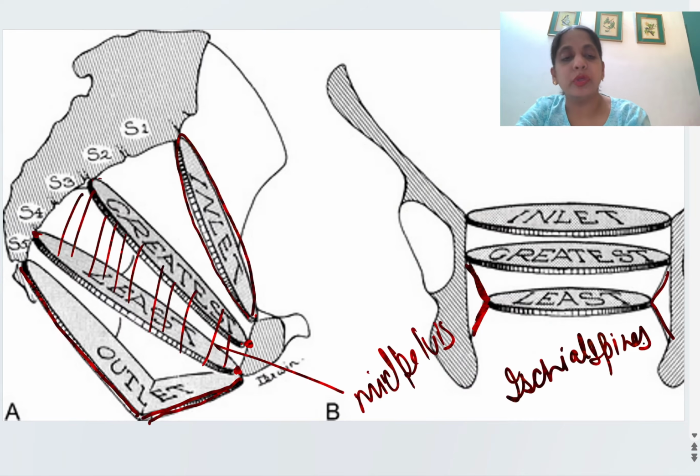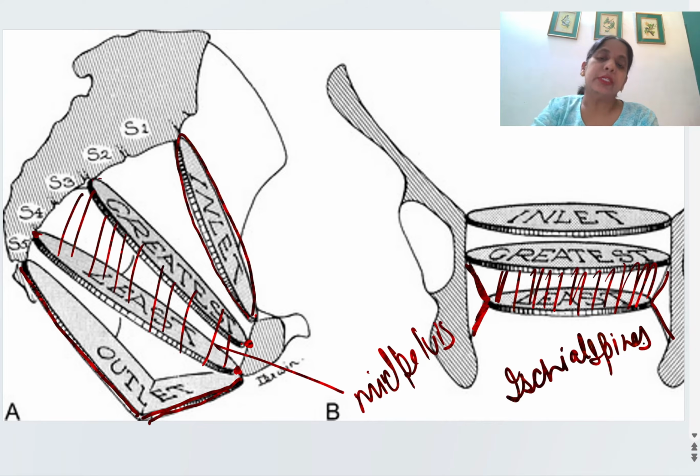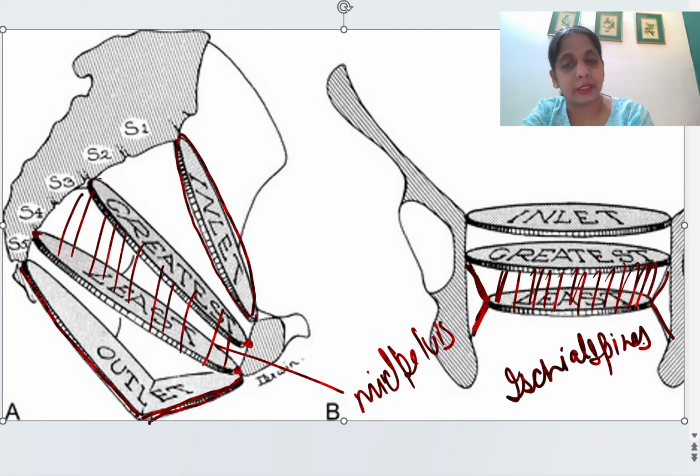Let me show you, between the greatest pelvic dimension and the least pelvic dimension, this part is known as the mid pelvis. These two planes have divided the whole pelvic cavity into three spaces. The mid space is known as the mid pelvis.